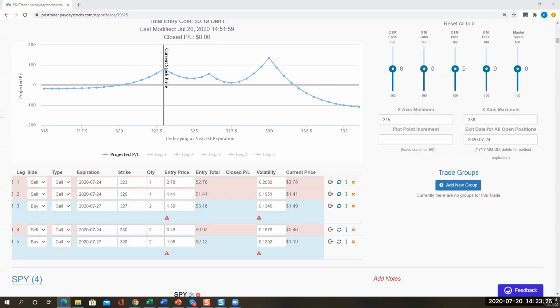Let's see, if the long call is not very close to at the money, come Friday, it's going to become virtually worthless.